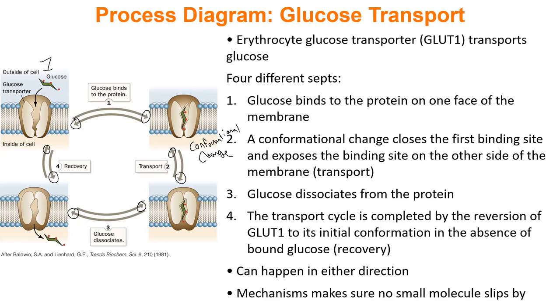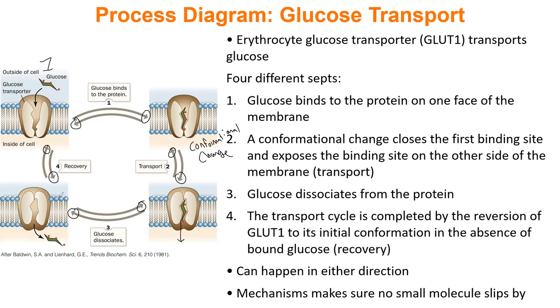And instead of being open to the outside of the cell, our pore is now open to the inside of the cell. So the pore just switches what direction it's open. And when it's open to the inside of the cell, now that glucose is free to leave. So glucose dissociates. We have successfully delivered a glucose molecule to the inside of the cell. And then we just have to reopen to the outside of the cell and continue on to bring in glucoses.